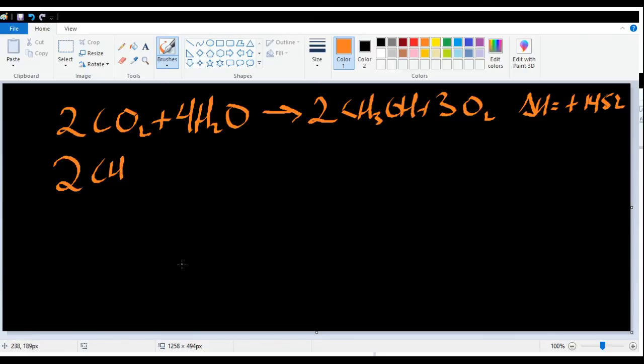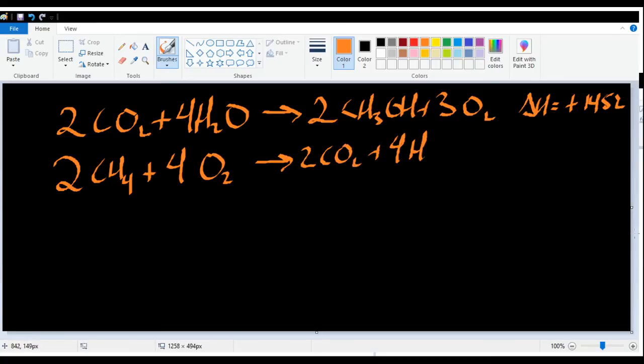2 CH4 plus 4 oxygen yields 2 CO2 plus 4 H2O. We've just doubled every one of those numbers, and when we do that, we're also going to double our enthalpy of reaction. So negative 890.8, we double that, it's going to be negative 1781.6.